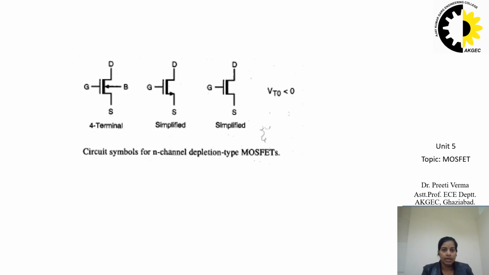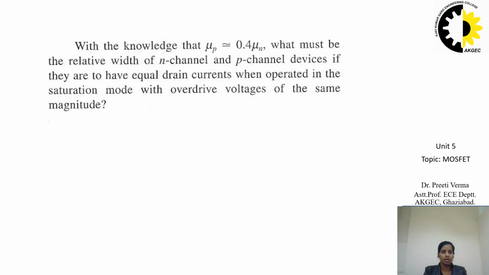Now we have the depletion type MOSFET. I told you that in a depletion type MOSFET the channel is already present. So we show a depletion type MOSFET by these symbols. The difference is that here you can see the gate side line is shown broader. This broader line represents the already present channel between the source and drain regions.